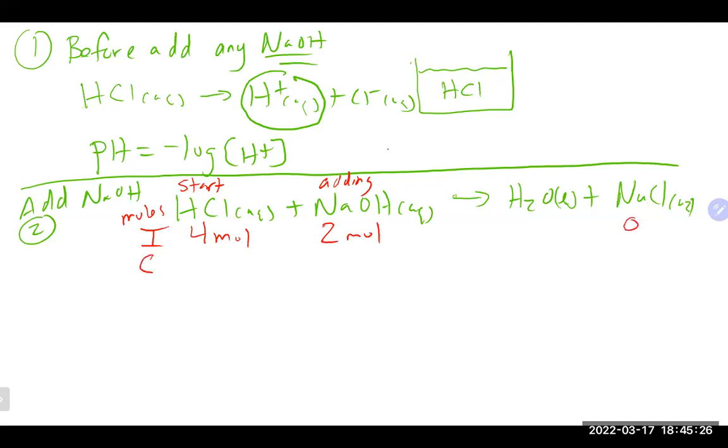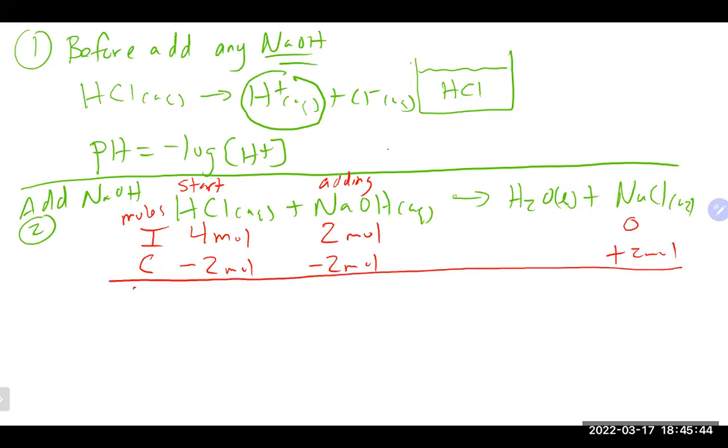What should happen at this point is the sodium hydroxide is really the limiting reagent. I have enough HCl there to react with it. So the change here is actually going to be the amount of sodium hydroxide I'm adding. That means that when I reach equilibrium, I will have 2 moles of this one, none of that one, and a couple moles of this one.